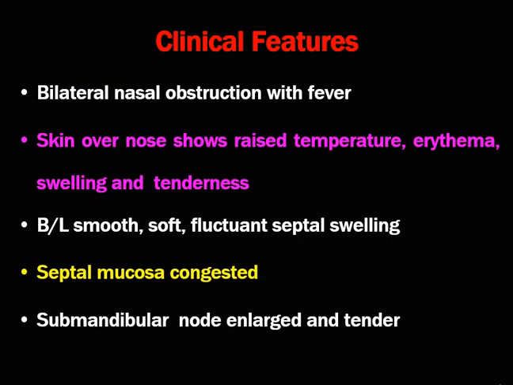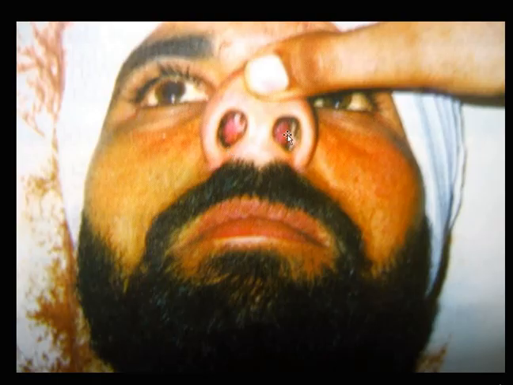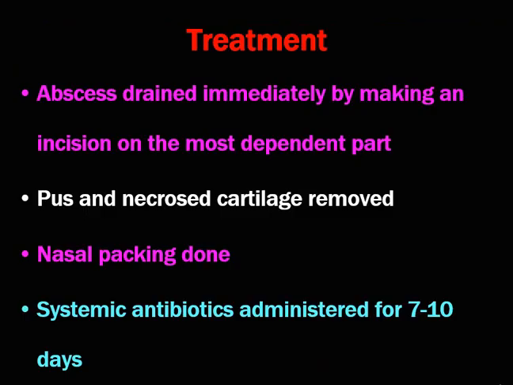Clinical features are bilateral nasal obstruction with fever, and the skin over the nose shows raised temperature, erythema, swelling and tenderness, due to a traumatic cause. On examination, you can see a bilaterally smooth, soft, fluctuant septal swelling, similar to septal hematoma, with congested septal mucosa and submandibular node enlargement. You can see here, this is the septal abscess, with some infection over here, and there is tenderness and it is much more swollen in comparison to the septal hematoma.